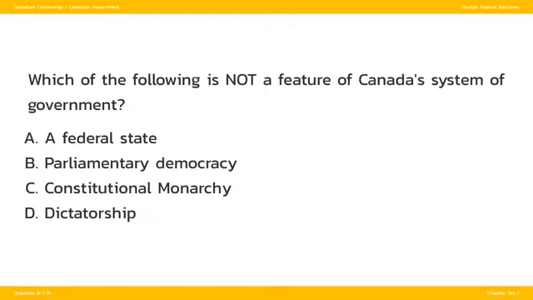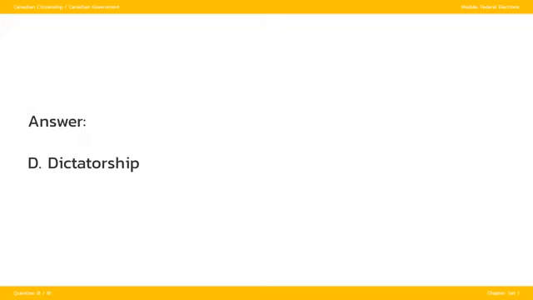Which of the following is not a feature of Canada's system of government? A. A federal state. B. Parliamentary democracy. C. Constitutional monarchy. D. Dictatorship. The answer is D. Dictatorship.